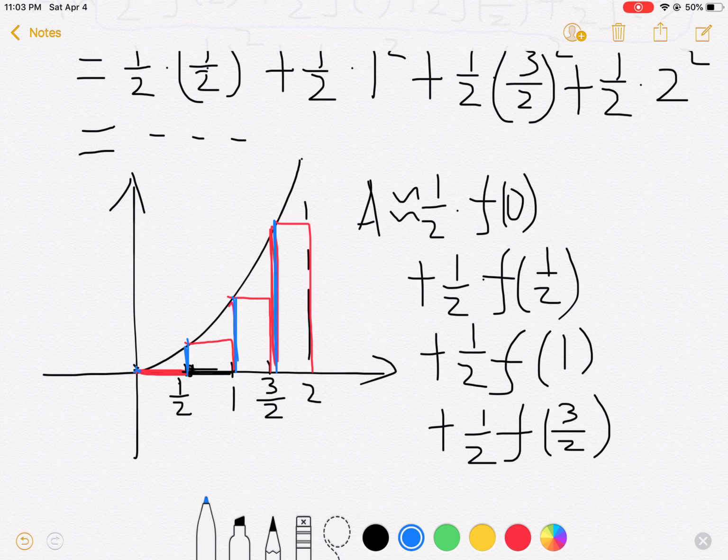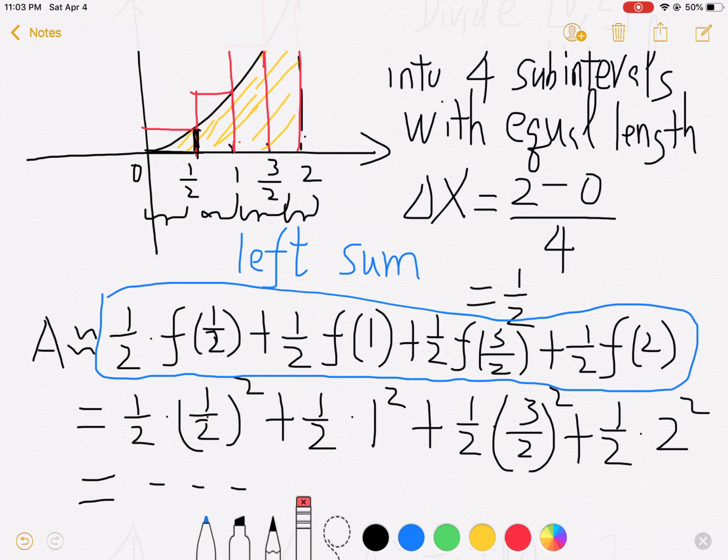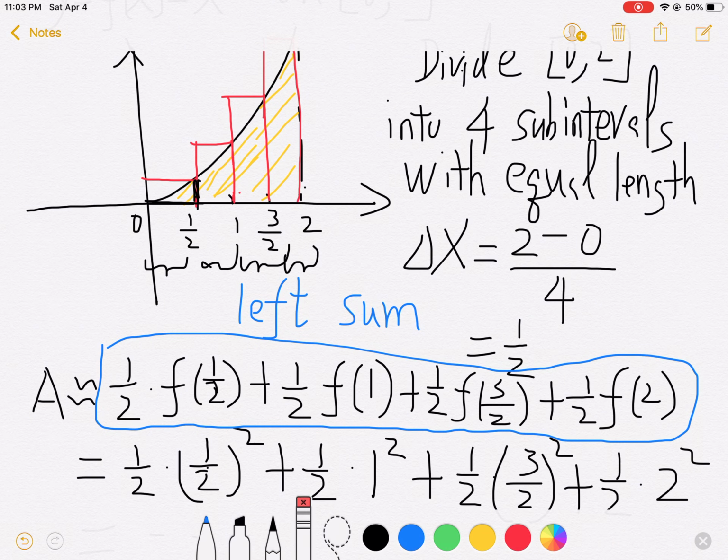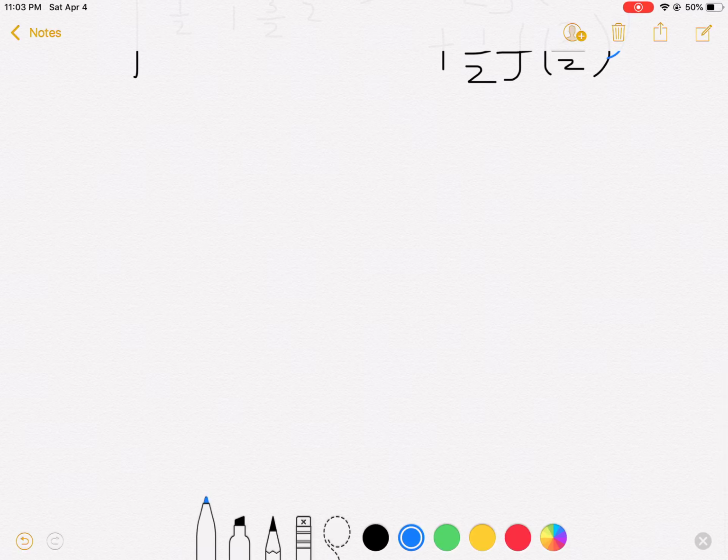So we give a name, which is called the left sum. Sorry, I made a mistake here. In the earlier one, we used the right endpoint, so we call that the right sum. So actually, these are the two approximations. Actually, we can have more approximations.